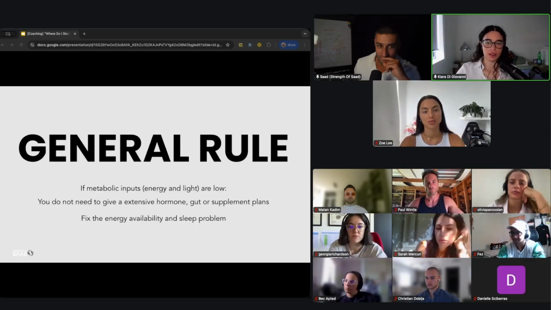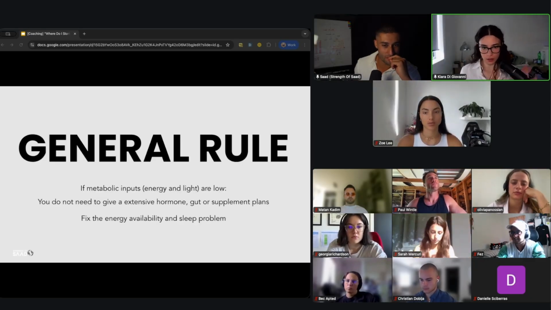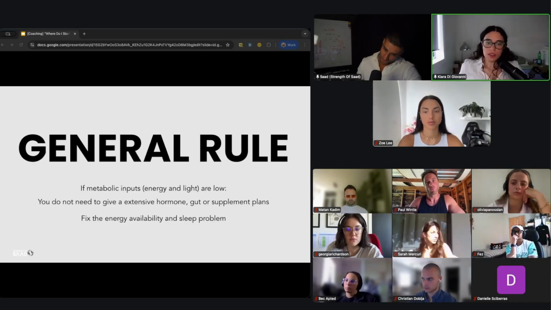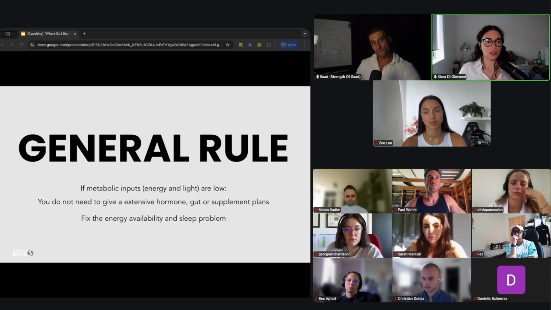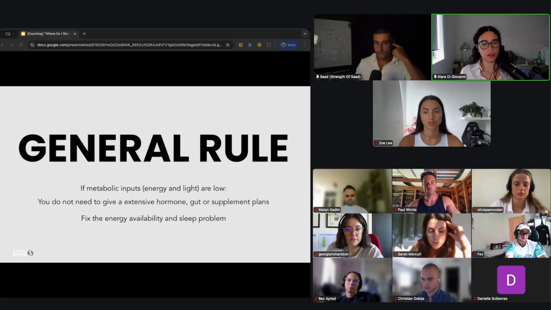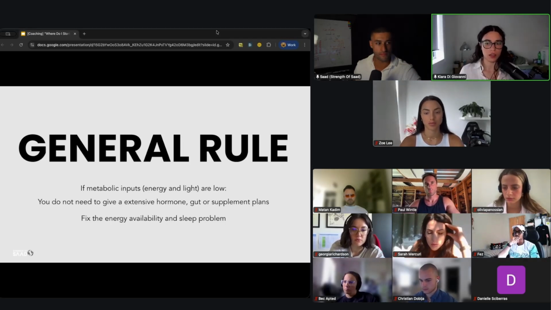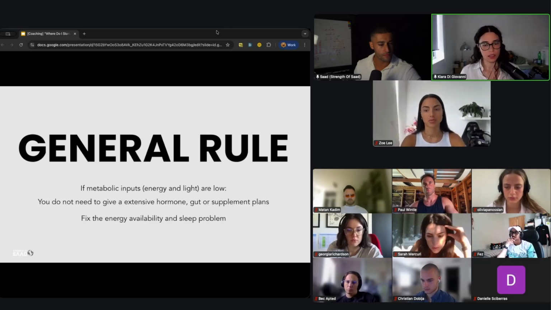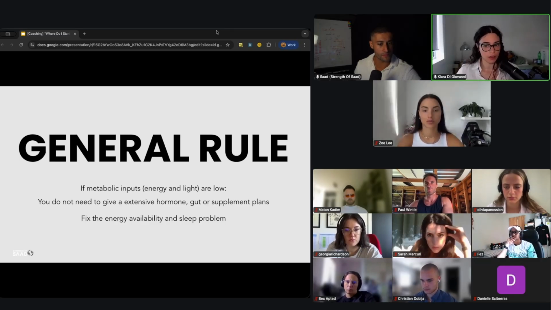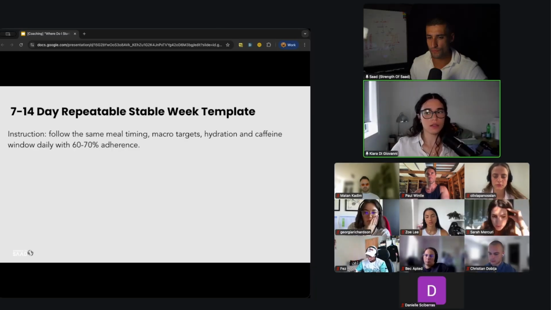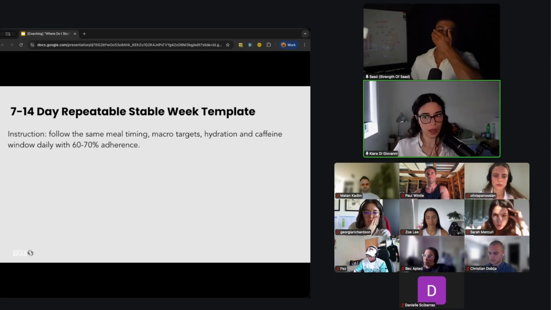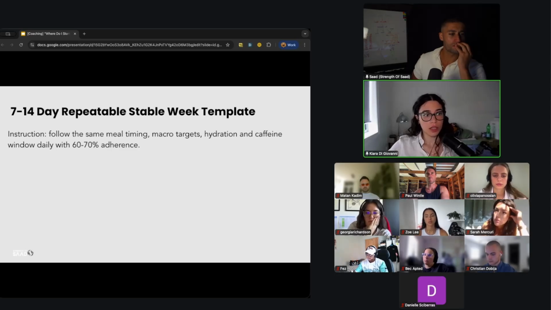Cool. So just generally, as a rule here, if the metabolic inputs such as light and energy are low, then you don't need to go down the rabbit holes of gut and hormones and liver and everything else. You need to just fix their circadian and energy availability problem. Now, this is a template you can follow, like a checklist with your clients before moving on to the next tier.